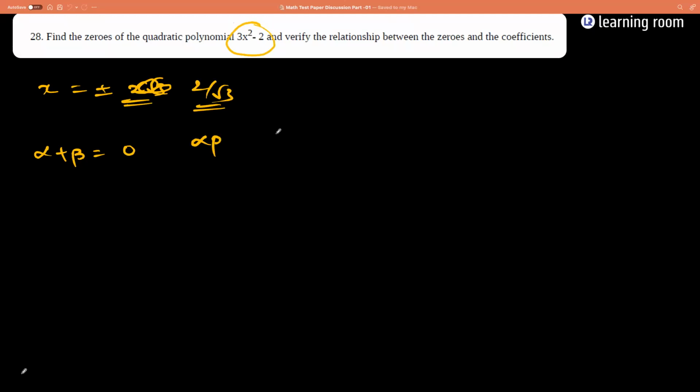So alpha into beta is how much? 2 by root 3 into minus 2 by root 3. No, sir, it's the whole root. Oh, sorry. I hope you understood. So it's actually a simple problem.